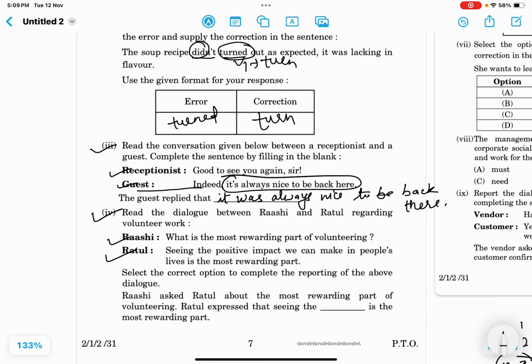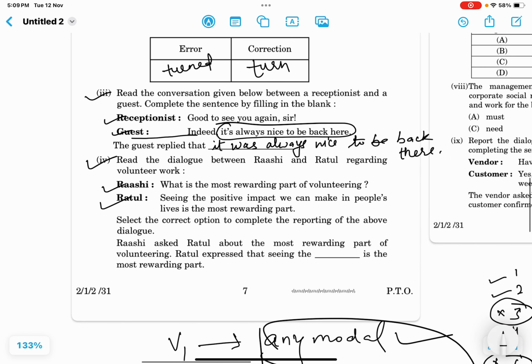Select the correct option to complete the reporting of the above dialogue. So Rashi asks Ratul, it means this part has been done for you already, about the most rewarding part of the volunteering. Then Ratul expressed that seeing the. So we have to change this one. Seeing the positive impact we can make in people's life. This one is also given.